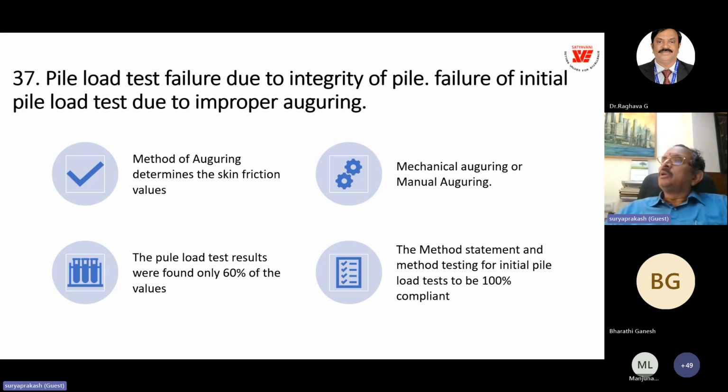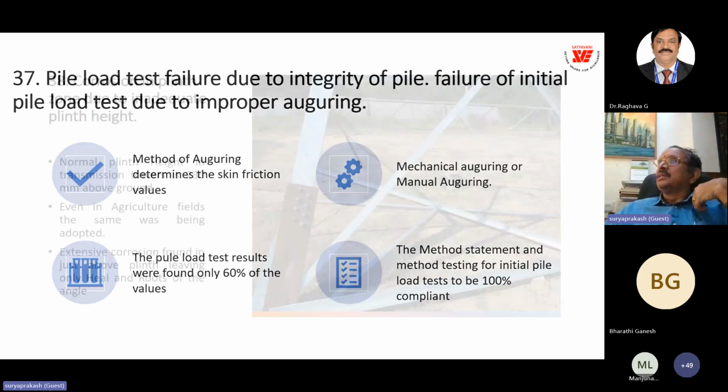Failure of initial pile load test due to improper augering. This is another thing. Many cases, theoretical pile capacity and initial load test, there is huge difference. There was 60% of the values only we could achieve. And we found that this is due to the improper augering technique. So method of augering determines the skin friction. So mechanical augering or manual augering we have to consider in the beginning only and ensure that the same method is followed before the initial pile load test.